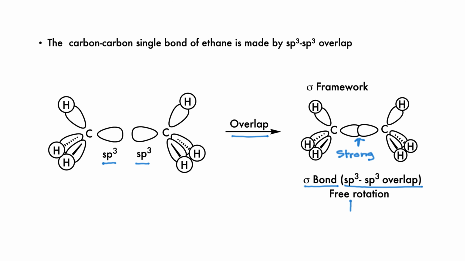One last point is that there is free rotation around the CC bond of ethane. This means that at room temperature, the CC bond is constantly rotating and the hydrogens are always moving relative to each other. Most CC single bonds have this free rotation. We'll talk about the implications of this in Unit 4 when we talk about conformations.